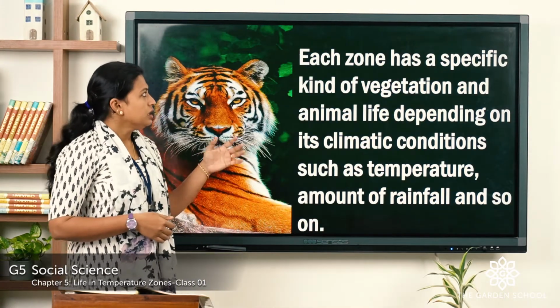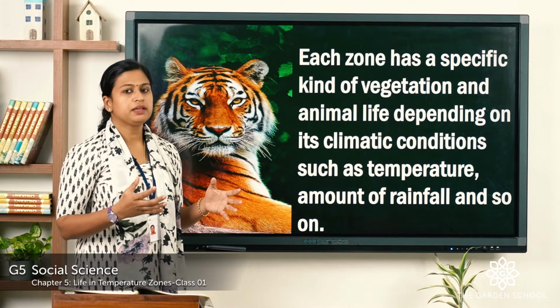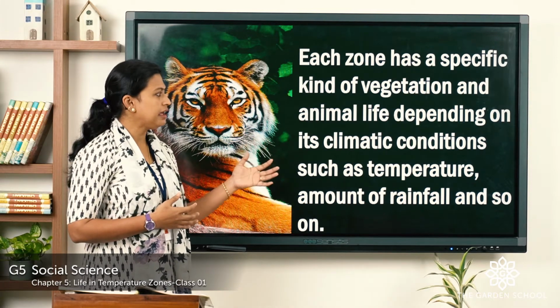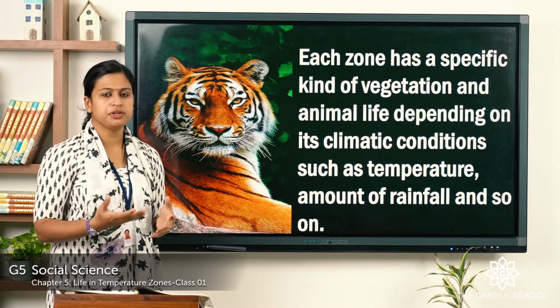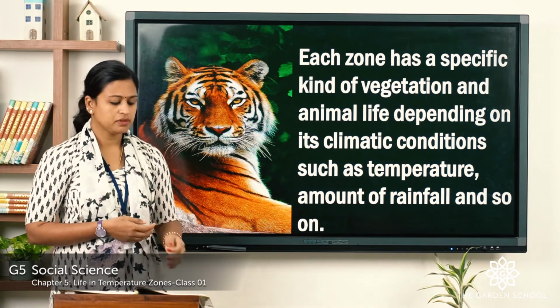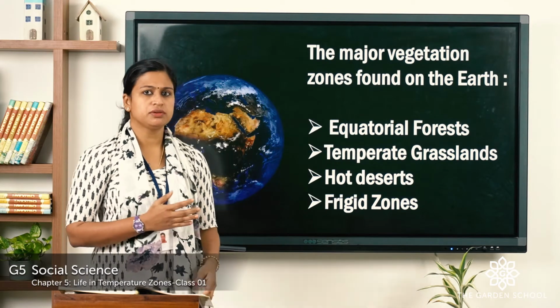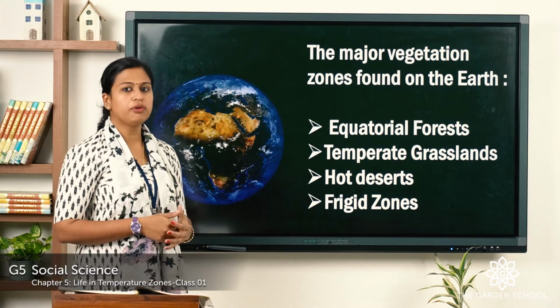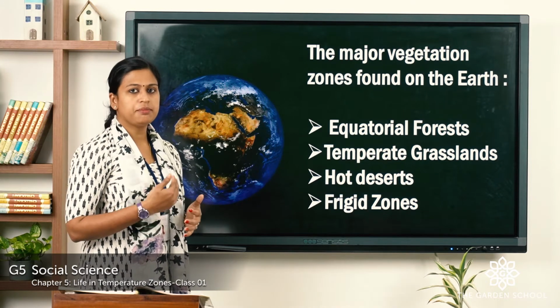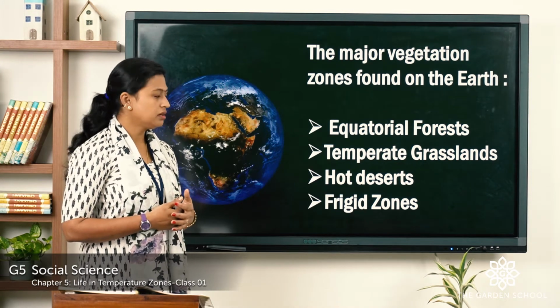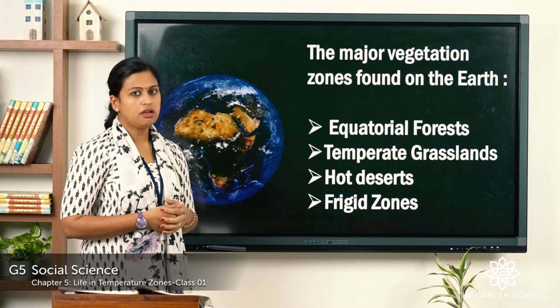Now, each zone has a specific kind of vegetations and wildlife depending on the climatic condition such as temperature, rainfall and so on. Now, these vegetation zones are divided into 4 groups. The first one is equatorial forest, second temperate grassland, third hot desert, fourth frigid zone.